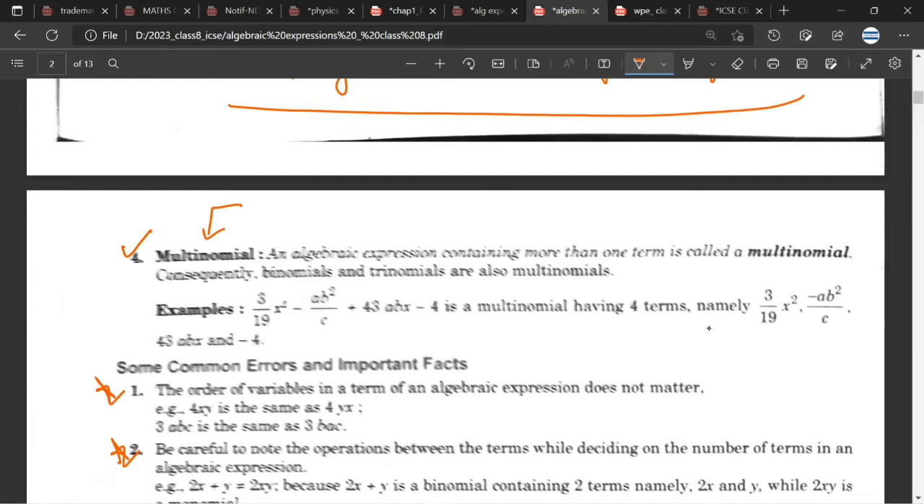So an algebraic expression can have 1 term, 2 terms, 3 terms, 4 terms, 5 terms, any number of terms, and all the terms would be separated by a plus or a minus. They are different terms. Are we clear till here? Okay.